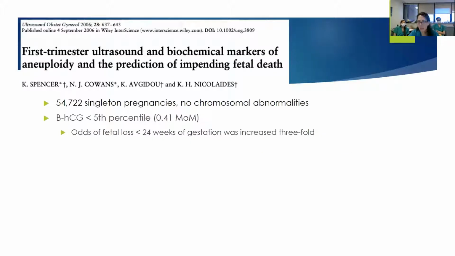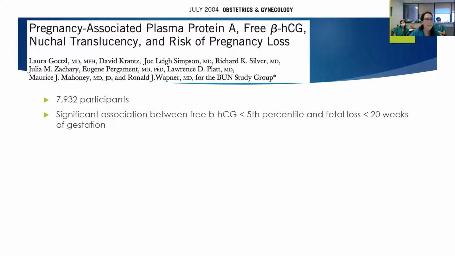This study, the same study by Nicolaides that I mentioned before, 2006, included 54,000 singleton pregnancies, no chromosomal abnormalities, and an HCG less than the 5th percentile, which corresponds to 0.4 MoMs, had odds of fetal loss less than 24 weeks. The odds were increased 3-fold for pregnancy loss less than 24 weeks.